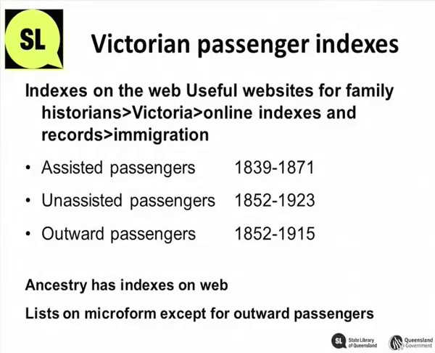Victorian lists, we have indexes on the web, useful websites for family historians. Online indexes, you go to Victoria, online indexes and records, and they have the most complete records. They have assisted passengers to 71, unassisted 52 to 23, and that includes some unassisted, and outwards passengers, that is people going interstate, over to New Zealand, or even back home. Ancestry has indexes on the web, and the lists are still on microform, except for outward passengers, which we don't have at this stage.